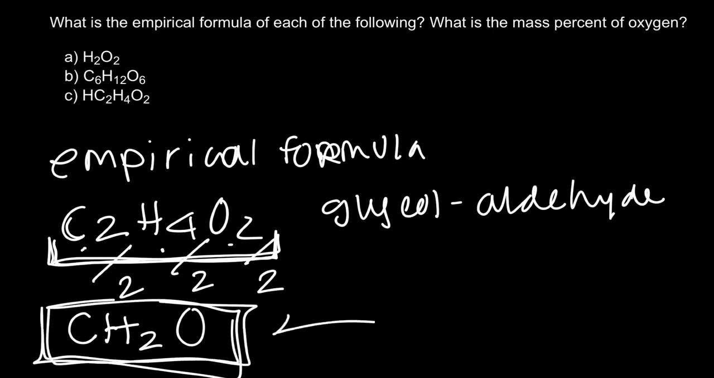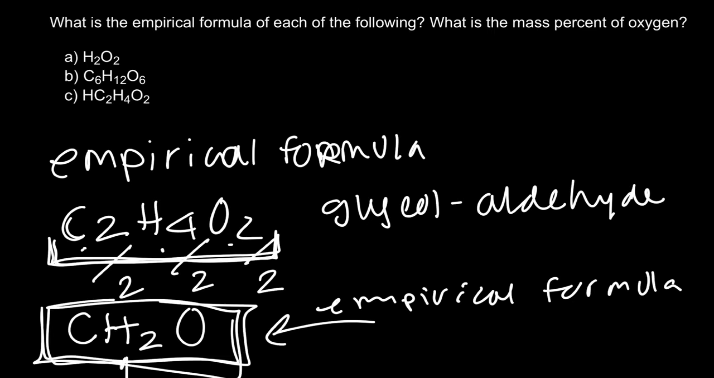So let's look at this. We've got an empirical formula that shows that for every 2 hydrogen atoms, you have 1 carbon atom and 1 oxygen atom. And you can see that up here too. That doesn't change in the molecular formula. It's just a reduced formula. Okay, so that's empirical formula.